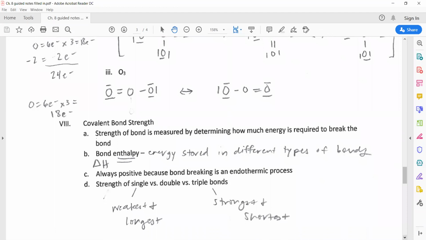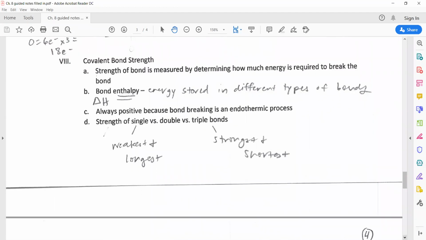Okay, the last part of the chapter is looking at the strength of these covalent bonds. We use what's called bond enthalpy. You should remember this word enthalpy from last chapter with delta H, or two chapters ago. So this is the energy stored in different types of bonds. What I mean by that is between different atoms, single, double, or triple bonds have different enthalpies. Because remember, we said that triple bonds are the strongest. They have higher bond enthalpies, whereas single bonds are really weak and they have really small bond enthalpies. It doesn't take a lot of energy to break them.